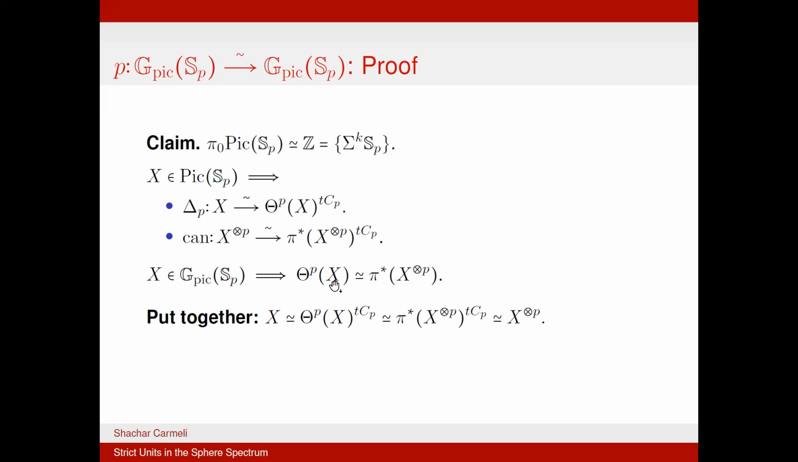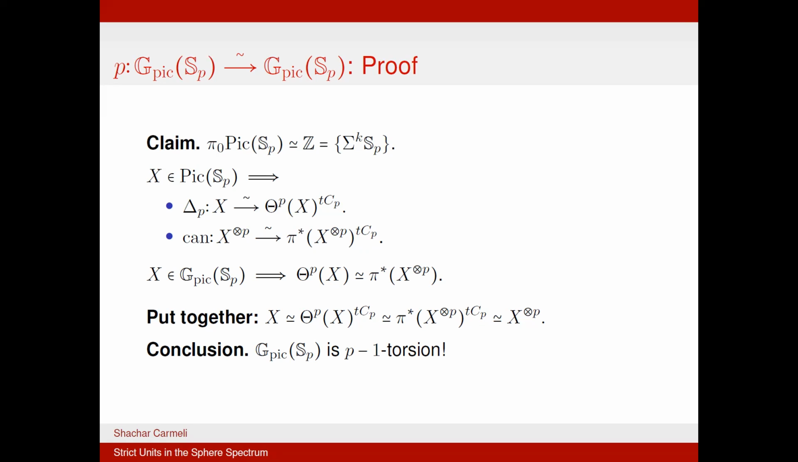But now, using the implication we had before for strict Picard elements, this is the same as the Tate construction for the trivial action on the Pth tensor power. And because of the inverse of the canonical map, that's just the Pth tensor power of X. So we started from X and we ended with X to the P, which is a very weird equation for an element. So in particular, that means that the strict Picard spectrum is actually P minus 1 torsion. And in particular, P acts invertibly, because every P minus 1 torsion spectrum has an invertible multiplication by P.